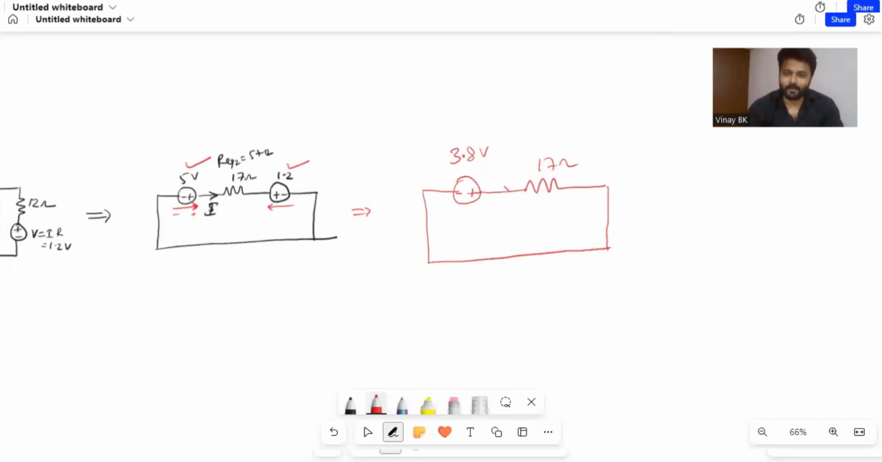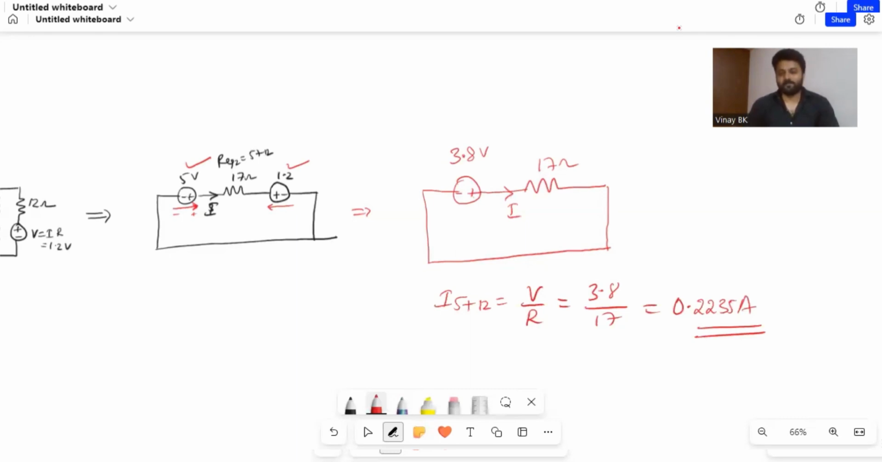So now we can get the value of current I. They ask you to find the current flowing through the 5 ohm, which is the same as the current flowing through the 12 ohm. So I'm writing the current flowing through 5 plus 12, that is I through 17. You need to find V divided by R, where V is 3.8 and R is 17. So you can get 0.2235 amperes. And this is the answer. That's all. A very simple problem.